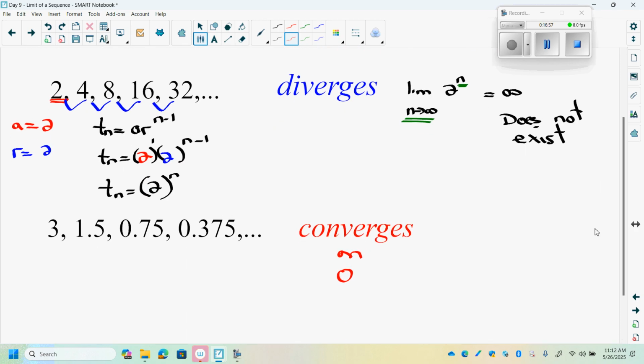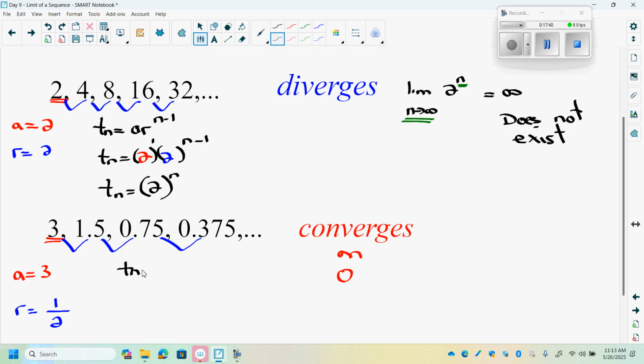Anyone know what type of sequence that is? What's the first term? A is 3. Does it have a common difference or a common ratio? 1.5 minus 3 would be negative 1.5. 0.75 minus 1.5 would be negative 0.75. It doesn't have a common difference. It actually also has a common ratio. What do you get when you go 1.5 divided by 3 or 0.75 divided by 1.5? A half.